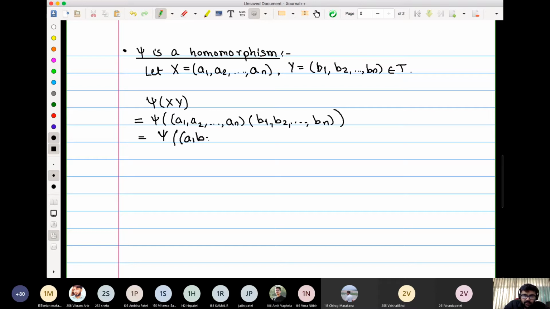So A1 B1, A2 B2, and AN BN. Okay, so this is an element, and now we know if we have an n-tuple, how do we apply psi?